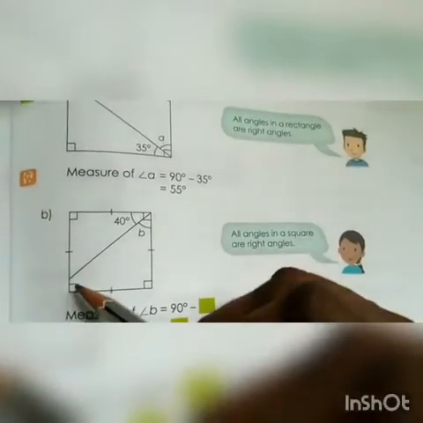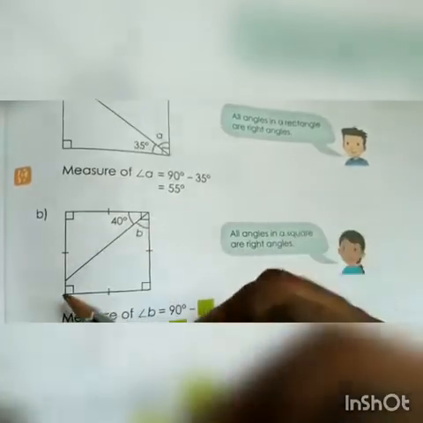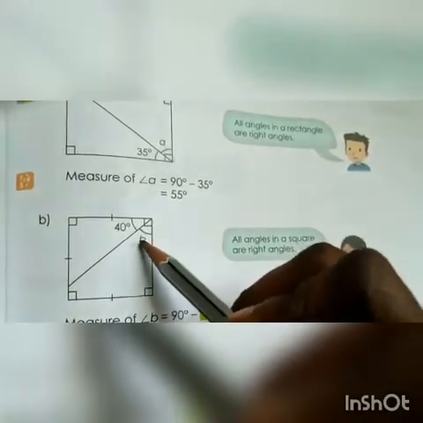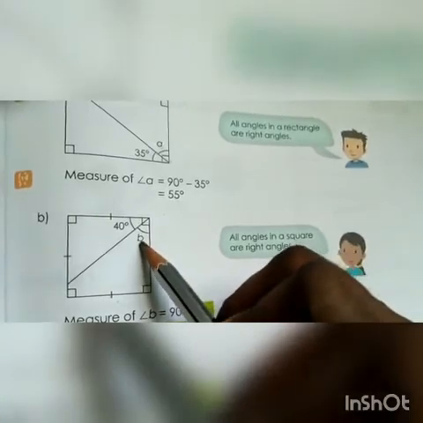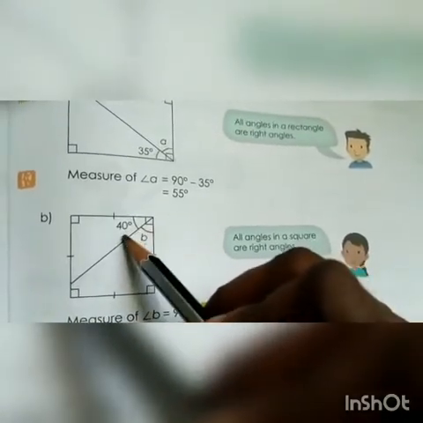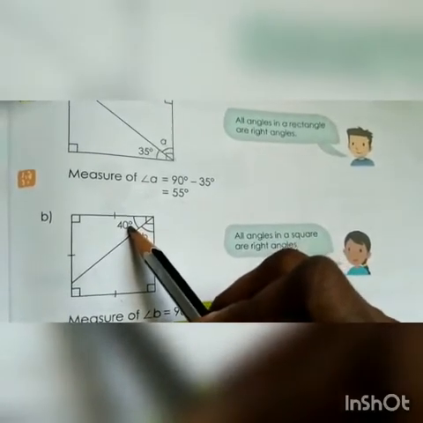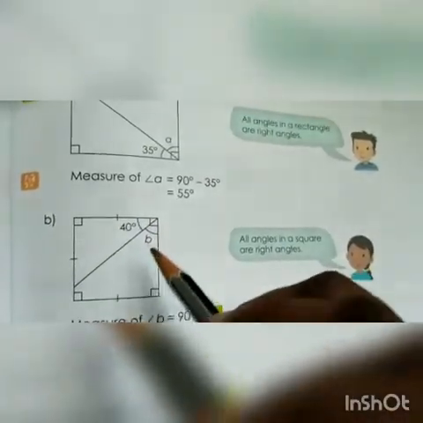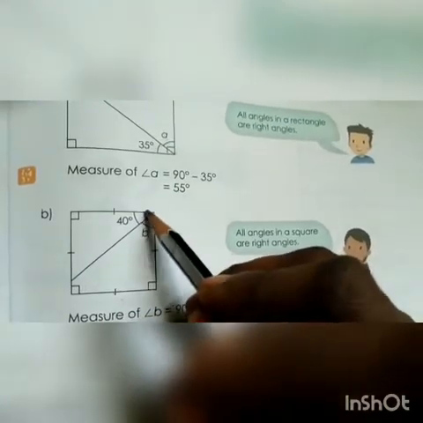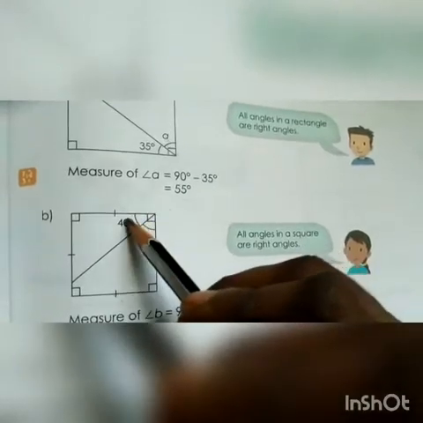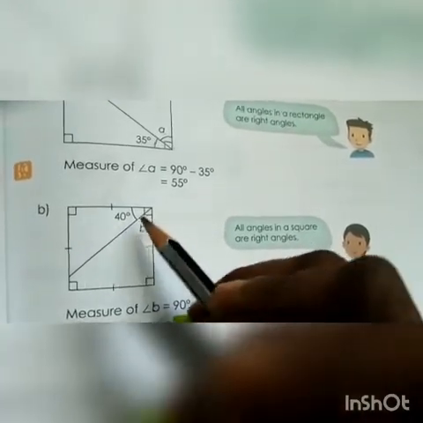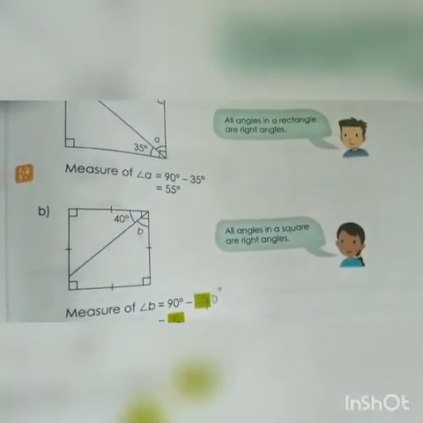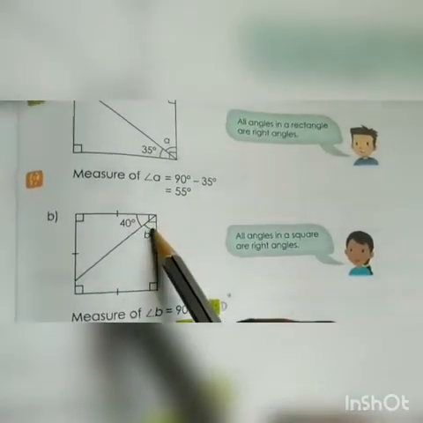So here also a line is drawn to the opposite sides in a square. Below the center line, angle B is given, but we don't know the value of angle B. Above the line, the value of the angle is given, 40 degree. As I said already, all angles in a square are right angles. Here in this corner also the total angle is 90 degree. We have to subtract 40 degree from 90 degree to get the partition value. So 90 degree minus 40 degree is 50 degree. Therefore, the measure of angle B is 50 degree.